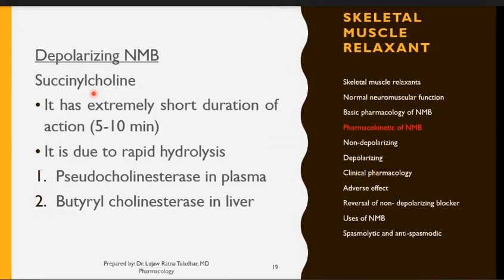One is it undergoes rapid hydrolysis. Hydrolysis पनि दुईटा पार्टमा हुन्छ, in the plasma and in the liver. प्लाज्मामा गराउने स्युरोकोलिनिस्टरेज, लिभरमा गराउने ब्युटारिल कोलिनिस्टरेज.